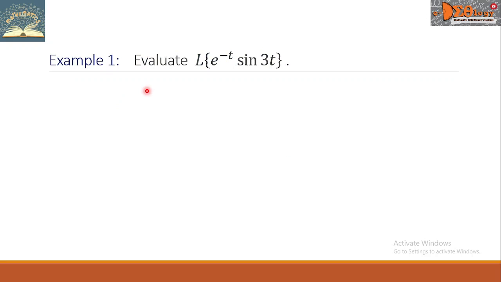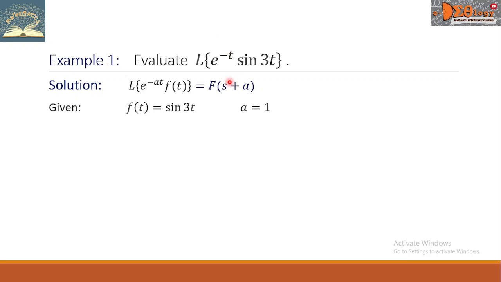Example 1. Evaluate the Laplace transform of e raised to negative t times sine 3t. This problem is of the form L of e raised to negative at f of t. When we collect the given, we can see that f of t is equal to sine 3t and a is equal to 1. Remember, this 1 is the coefficient of the negative t. In the final answer, we're going to evaluate the function capital F with respect to s plus a.